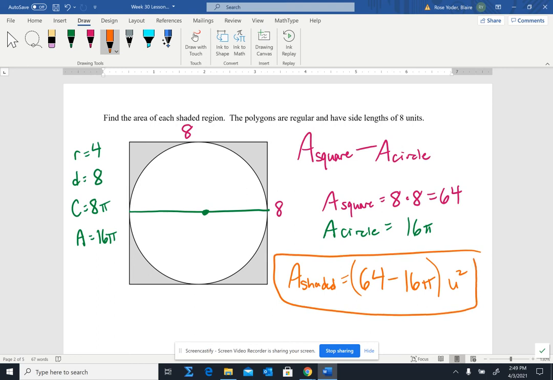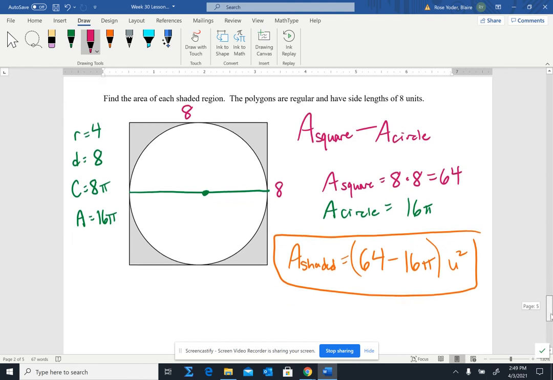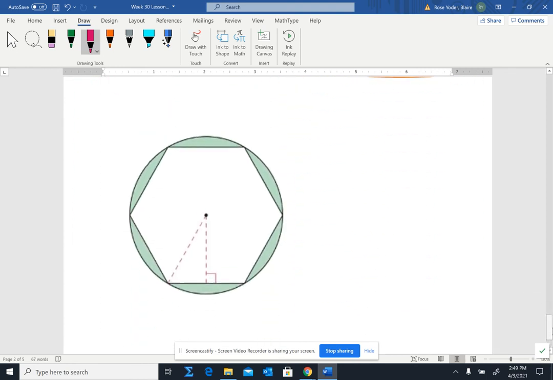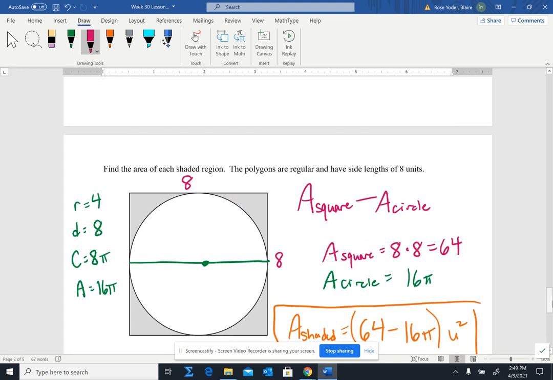If you're not sure if you subtracted in the right order, you could type that in a calculator, and if you get a negative answer, then you know that you subtracted it backwards by accident. All right, let's do one more really similar, but a little more complicated because instead of a square, there's a hexagon. So it says the hexagon is also a polygon with a side length of 8.